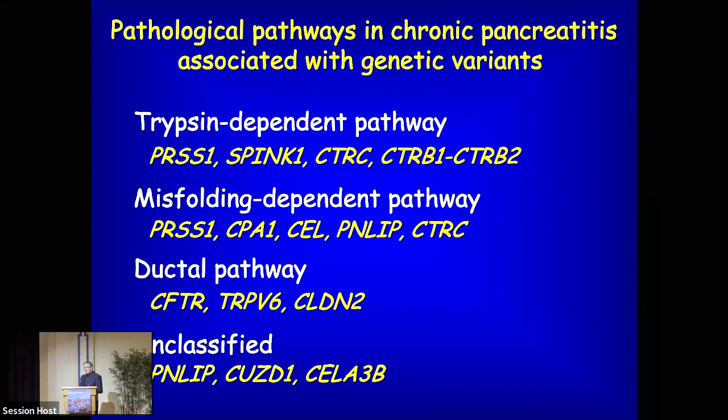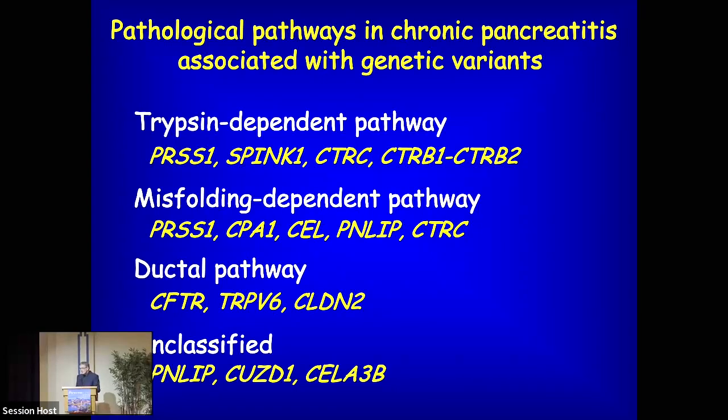So the ductal pathway, again, is very common clinically, and the CFTR mutations. So these are heterozygous carriers who don't have cystic fibrosis. This is the best example. And the new finding from the past 2 years is TRPV6 calcium channel, which is a very strong risk factor for chronic pancreatitis, not too well studied. And we put Claudin 2 here, which is less well understood, mechanistically.